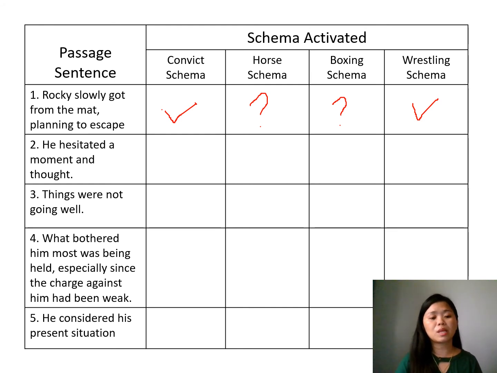So under sentence number 2, he hesitated a moment and thought. Under the convict schema, check. Horse schema, check. Check, check. So for sentence 3, things were not going well. Check, because it may fit all the schemata.